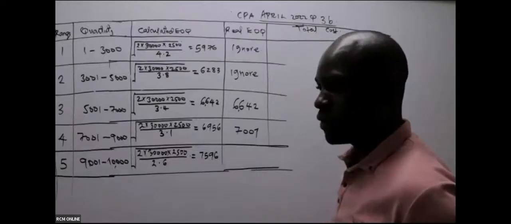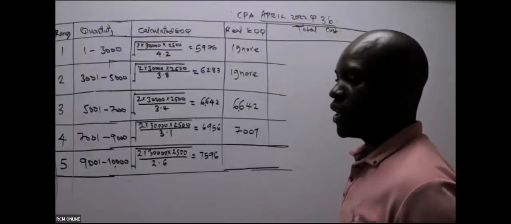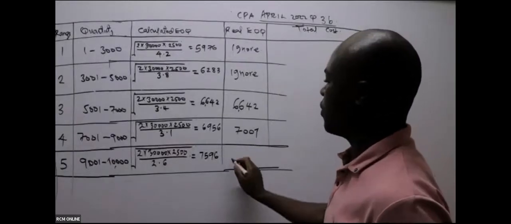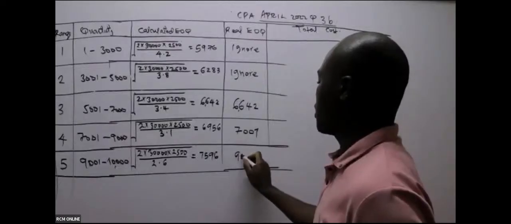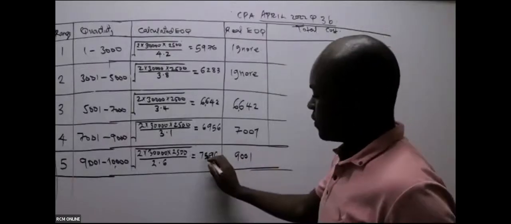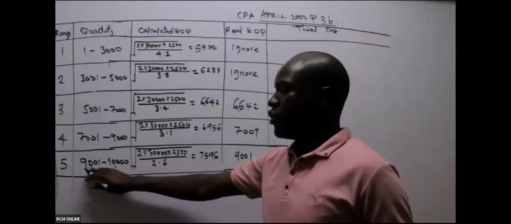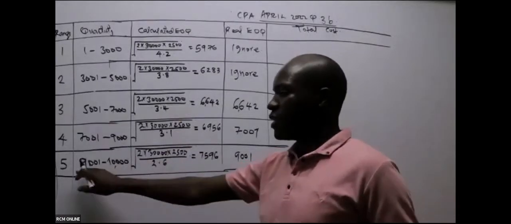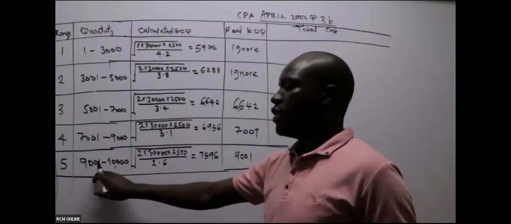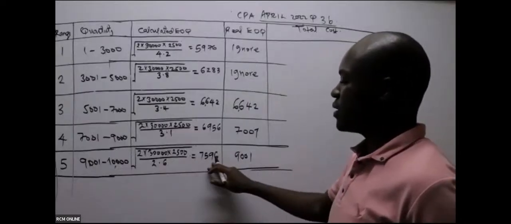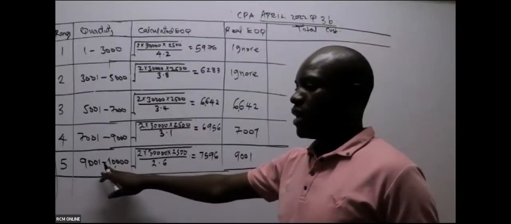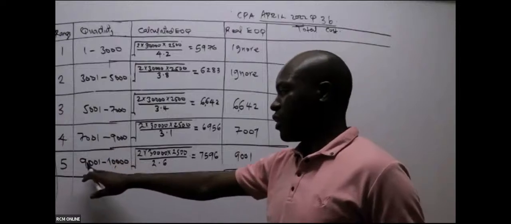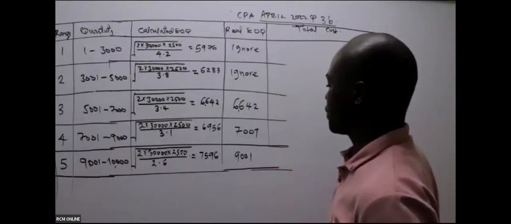What will we have? We don't need extra 200. So we're going to go for 9,001. 75.96 is below the range. You only get the offer if you purchase at least 9,001. So you can decide to purchase above this so that we enjoy this particular offer. And that's why you're going for the lowest within that range.